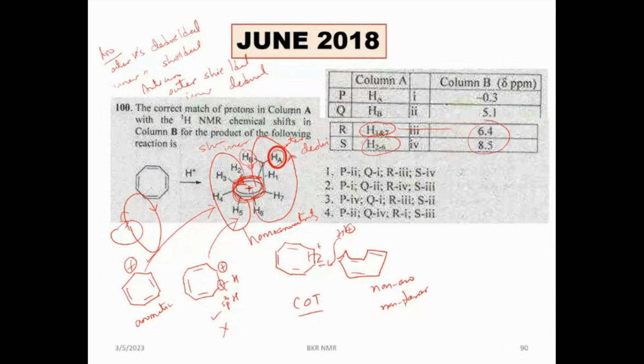We don't need to look at this. Now you can say that HA is de-shielded, so it will be having a value of 5.1. H will be shielded, that will be having a value of minus 0.3. Okay, so look into the option HA, that is P should be 2. P2 is in two options. P2 Q1, P2 is here and P2 is here, Q1 is there in only this one option. So answer is option 1.